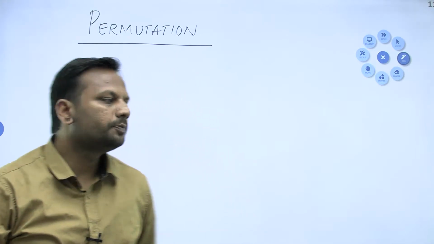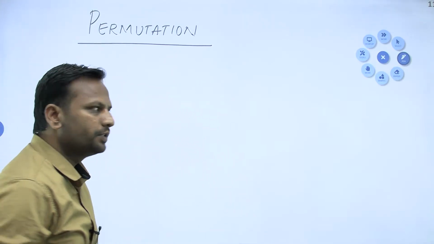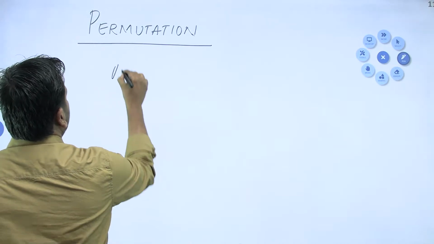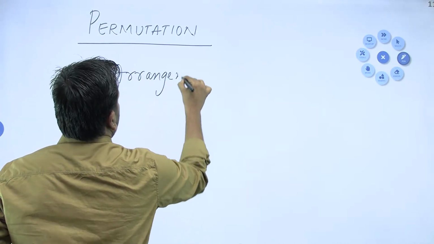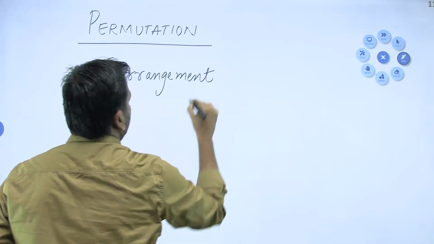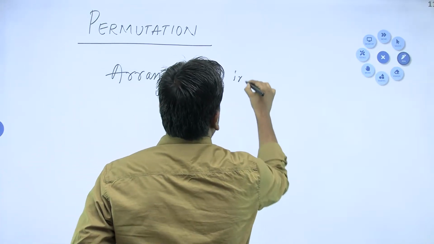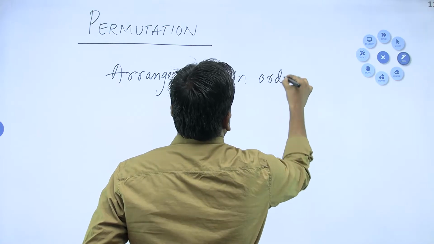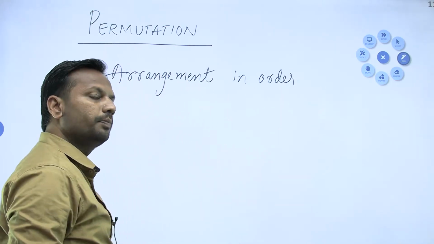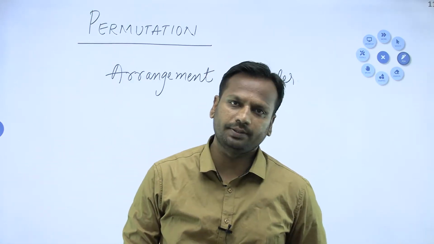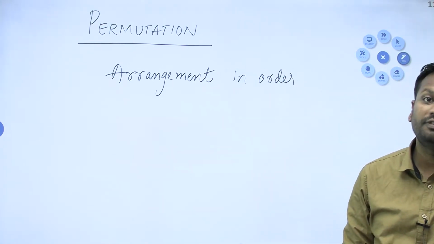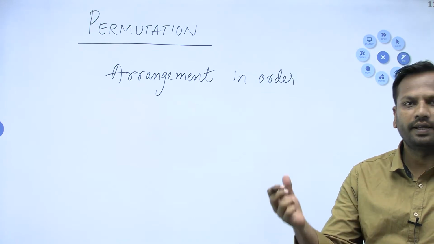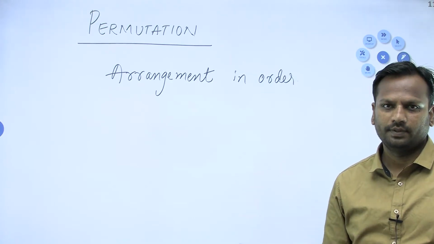So what is permutation, students? Permutation is nothing but what here? Arrangement, right? Arrangement in order, right? Here order matters. In the permutation, order matters, students. Arrangement in order of number of objects taken some or all at a time, right?